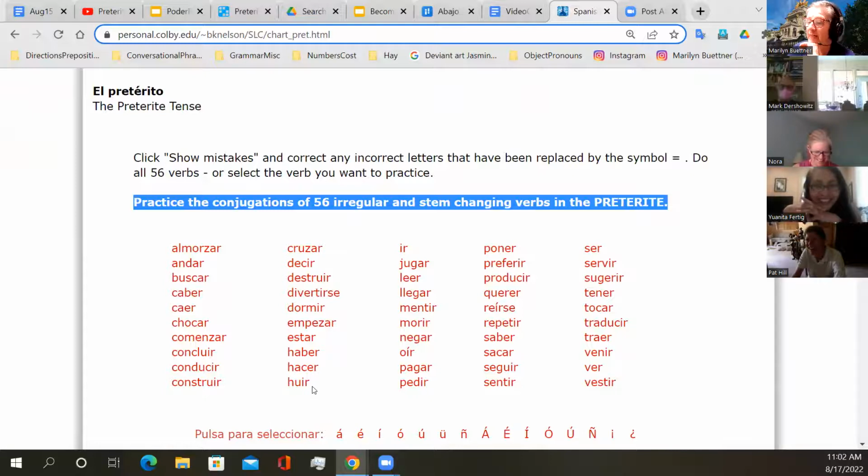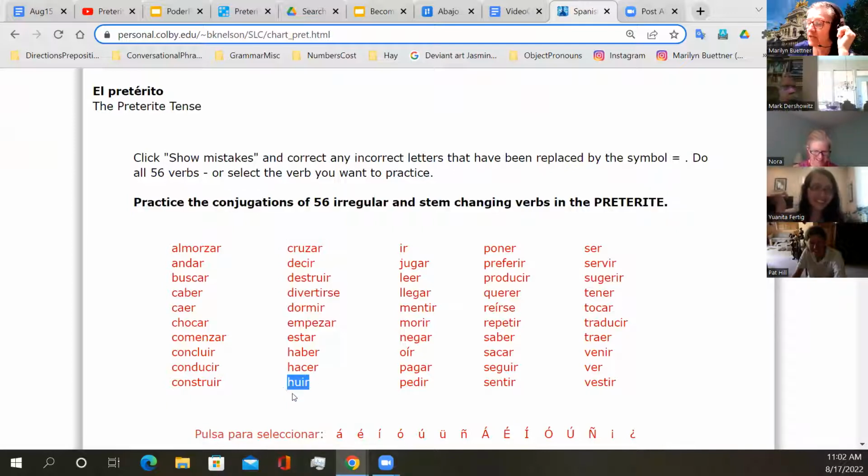So let me show you an example of why I don't show you a chart like this. If we look at this verb here, huir. Huir means to flee, as in run away fast, because otherwise somebody's going to hurt you. You flee from danger. Are you going to need that chit-chatting with anybody? No. Is it irregular in preterite? Yes, but are you going to use it in everyday conversation? I seriously doubt it.